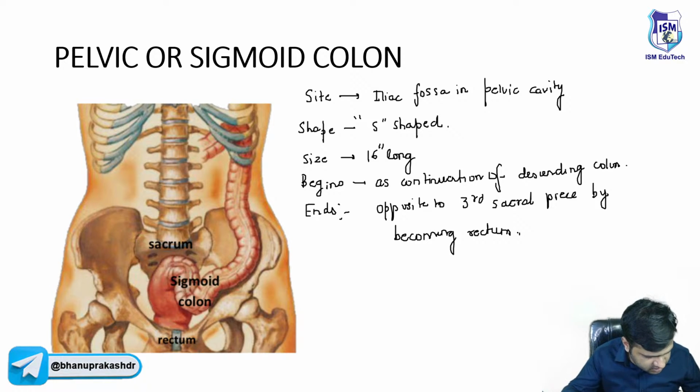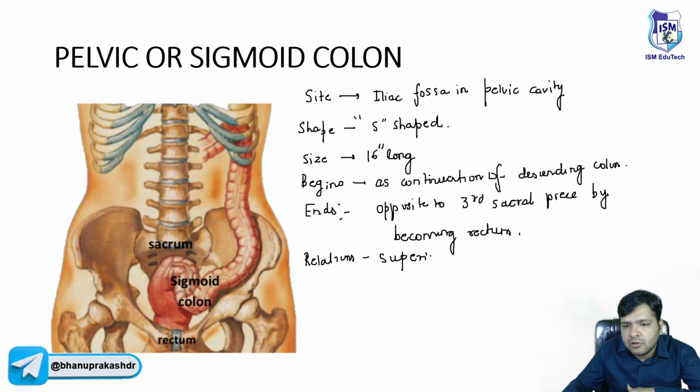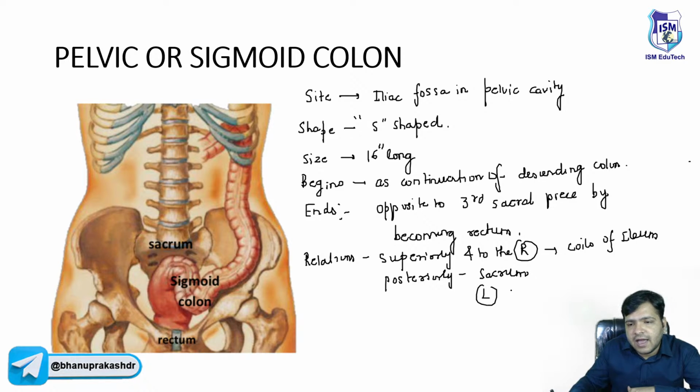So remember, beta, its relations. If we talk about the relations, they are very easy to remember in this case. Superiorly and to the right, what will we get? Coils of ileum. Posteriorly, we have the sacrum. We have the left ureter and the left internal iliac vessels.